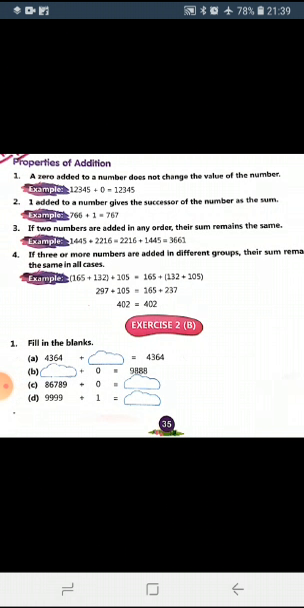See, question 1, fill in the blanks. 4364 plus dash is equal to 4364. It's very simple. Yes, what will be the answer? Since we are getting the same sum, the number in the dash should be 0. See B part, dash plus 0 gives you 9888. Okay, so what number should come in the place of dash? Again 9888, because when 0 is added, then only the answer comes out to be the same.